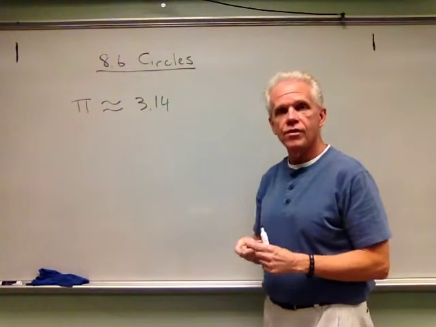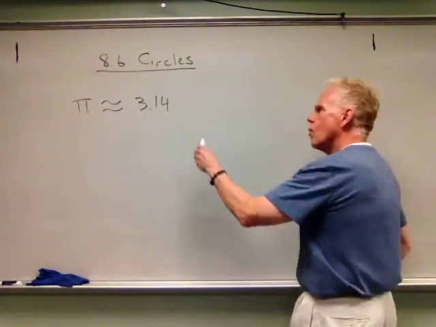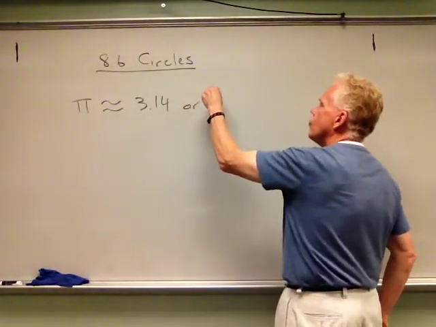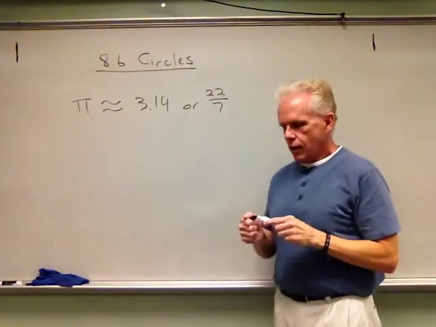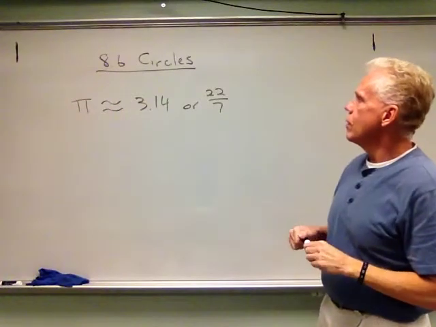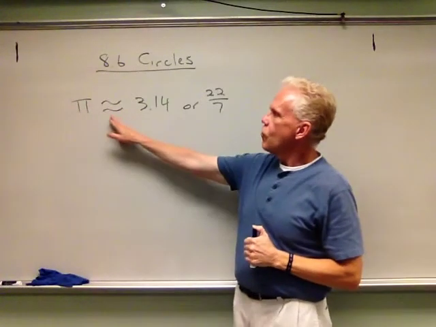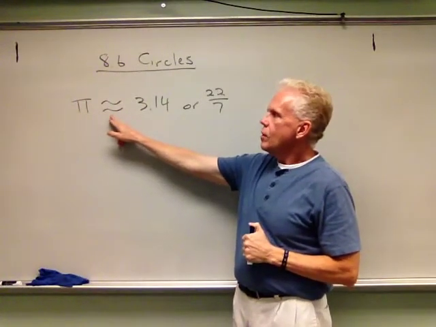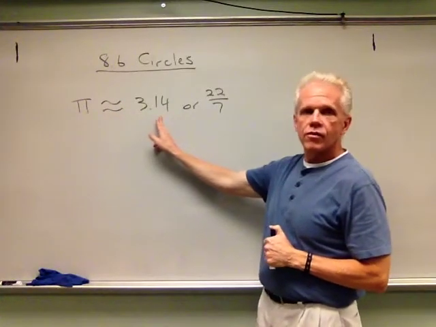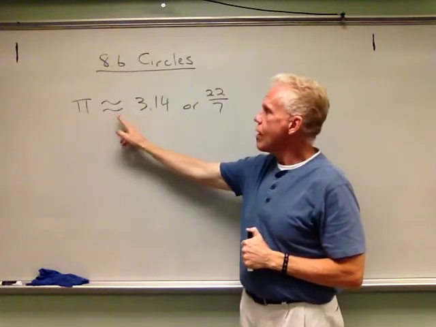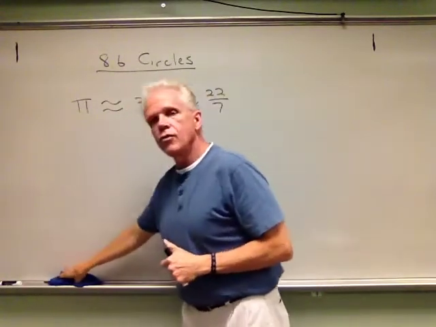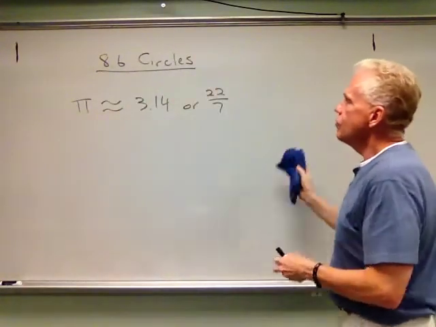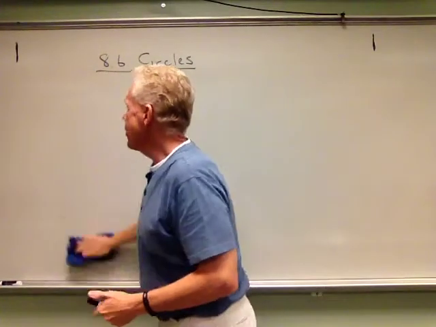off to the hundredth, 3.14. Or sometimes we use 22 over 7 as a fraction, okay? So pi is approximately 3.14, or 22 over 7. Notice the wavy equal sign. That means pi doesn't really equal this, okay? Pi is approximately this, rounded off here. All right, we're going to use this pi number in some formulas that we're about to do.